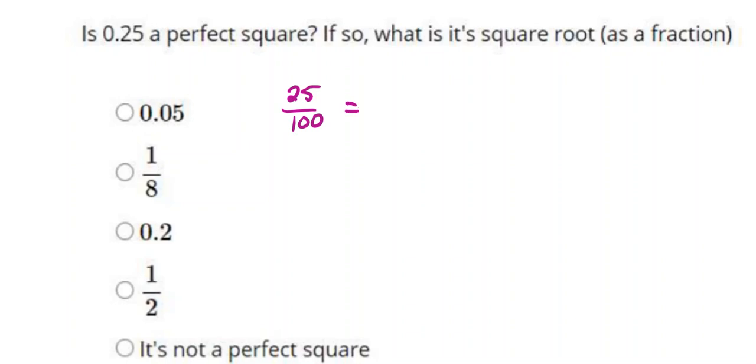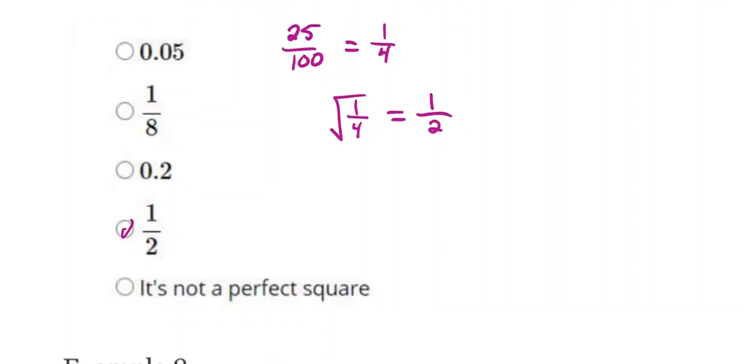25 out of 100. You could divide the top and bottom by 25 and you get 1 over 4. Now if I'm going to take the square root of 1 over 4, what's the square root of 1? It's 1, right? Everyone always gets that one mixed up, because 1 times 1 is 1. And the square root of 4 is 2. So it's 1/2. Okay, so it ends up being 1/2.